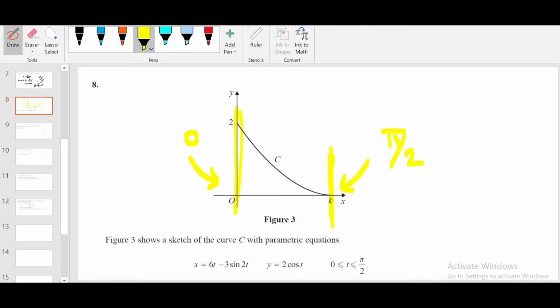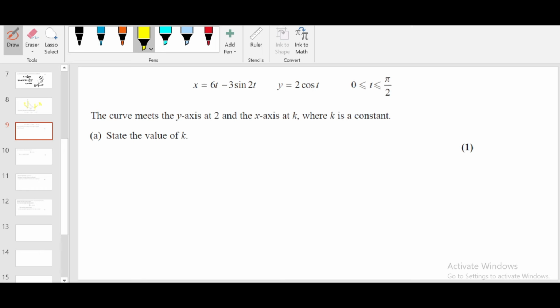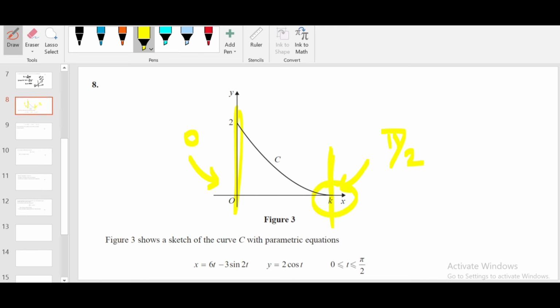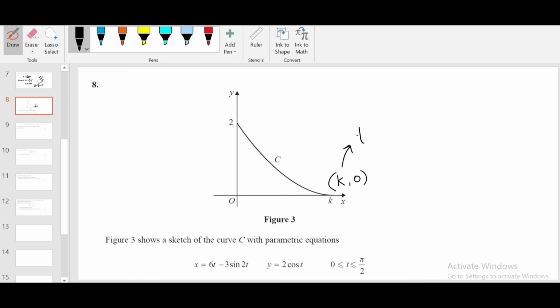Okay. Part A of the question says, the curve meets the y-axis at 2, the x-axis at k. Find the value of k. At this point, the x coordinate is k, the y coordinate is 0. But the value of t corresponding to this point is pi over 2. So sub in pi over 2 in here, replace x by k.